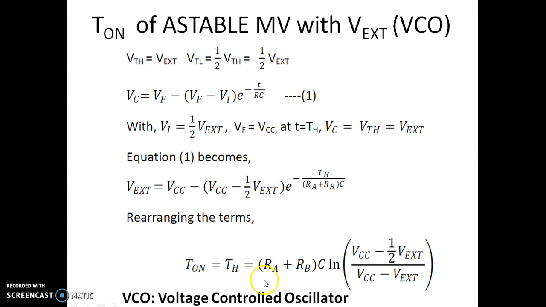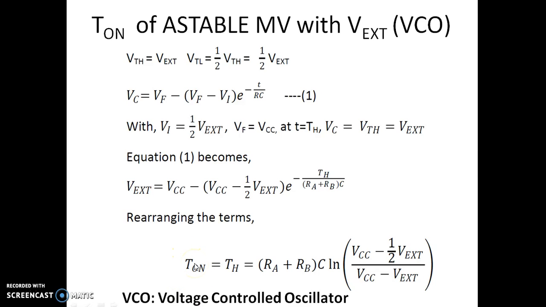As we can see here, we can actually change the on time of this 555 timer by changing this external voltage. That is why this is called a voltage controlled oscillator. If the on time changes, we know that the overall time changes. So that is the name VCO, voltage controlled oscillator. This is the expression for the on time.